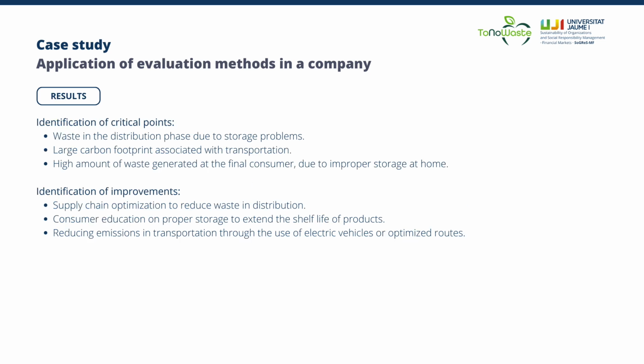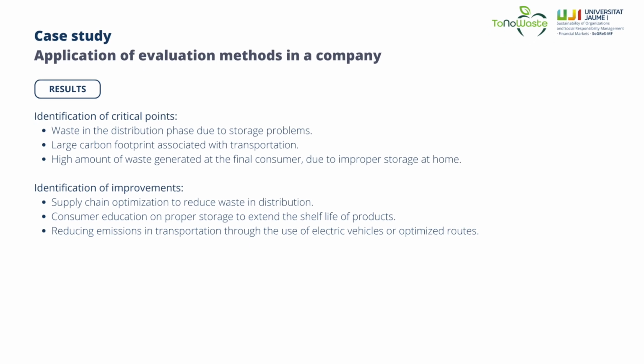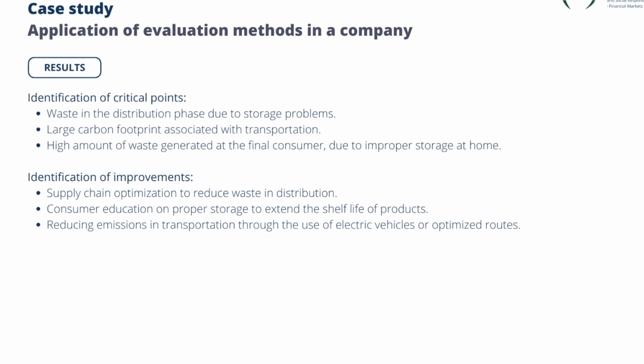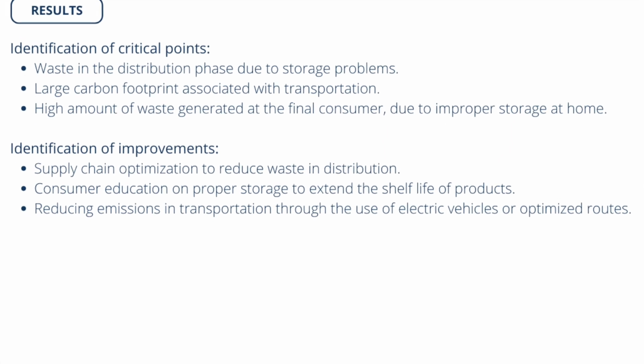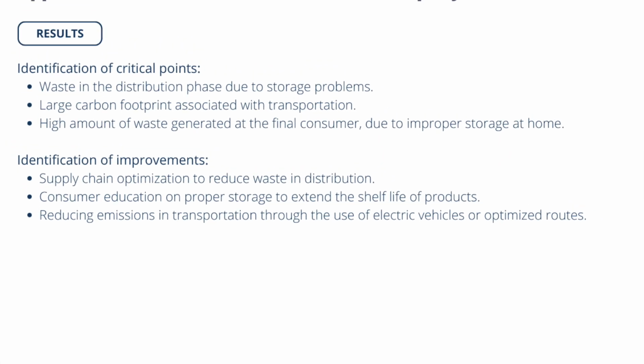Through the LCA and carbon footprint assessment, waste occurs mainly in distribution due to poor management of fruit and vegetable preservation, and in consumption due to not preserving food correctly. In addition, the carbon footprint generated in transport and in the production phase is significant. Based on these results, various solutions can be implemented, such as optimizing logistics, educating consumers about proper storage, and reducing emissions in transportation.